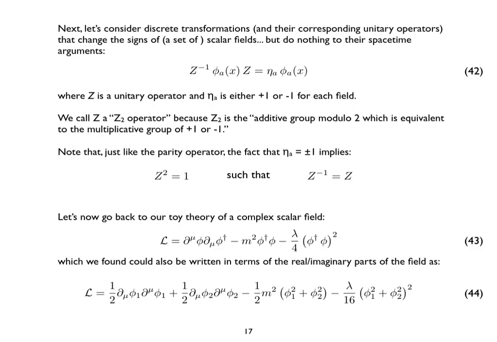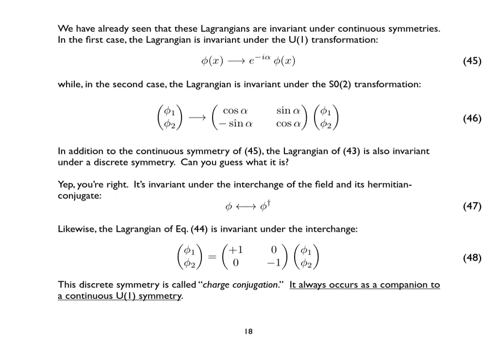Okay, so let's look at this in our case of the complex scalar field. Just to remind you, we can write it in terms of phi and phi dagger, or in terms of phi 1 and phi 2, which are the real and imaginary components of phi. We've already seen that these are invariant under some symmetry. The phi dagger theory is invariant under the U1 transformation, and the phi 1 phi 2 theory is invariant under an SO2 transformation.